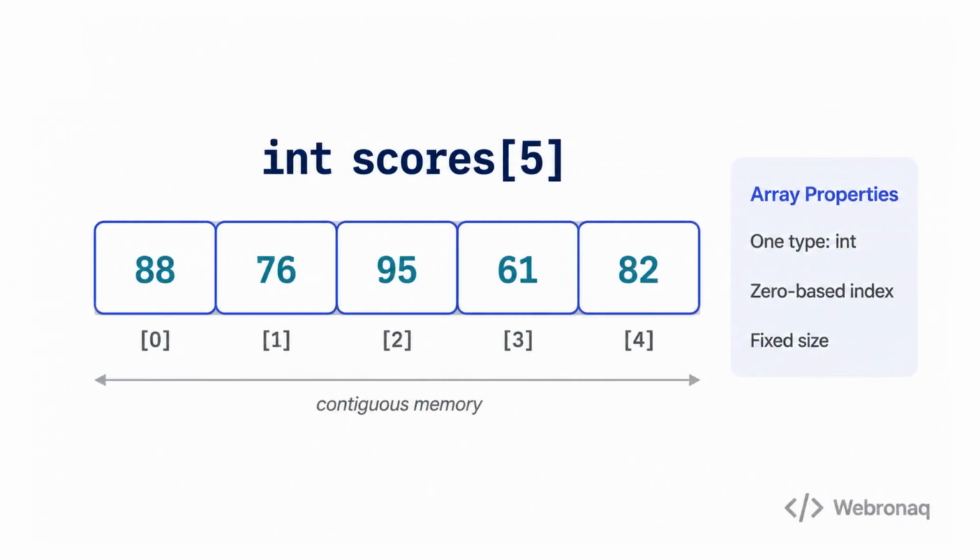Alright, let us define our first term. An array is an ordered, homogeneous collection of elements stored in contiguous memory. Homogeneous means every element must be the same type. Take this example. Int scores with 5 slots holding the values 88, 76, 95, 61, and 82. Each element sits right next to the previous one in memory, and you reach any element instantly using its numeric index, starting at 0. Because the type is fixed and the layout is tight, the CPU can jump directly to any element without searching. That gives you constant time access, big O of 1, for any read or write.